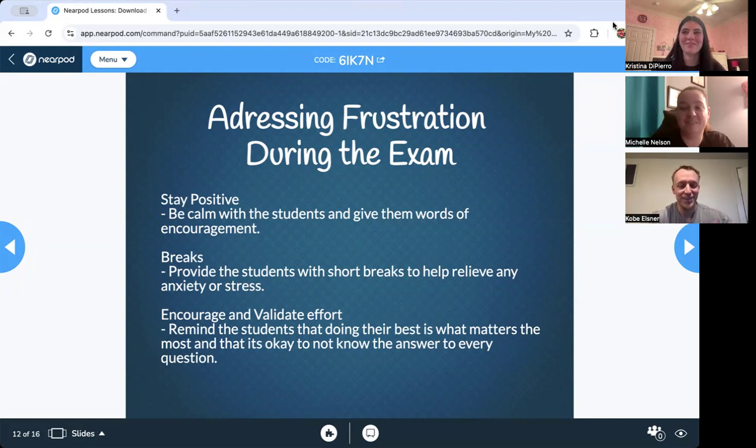Yes. So that's what we have to say about during the exam. And as you can see, it's really important to remember to stay calm and collected, and then offer support for students who need it in the areas that they need it in.